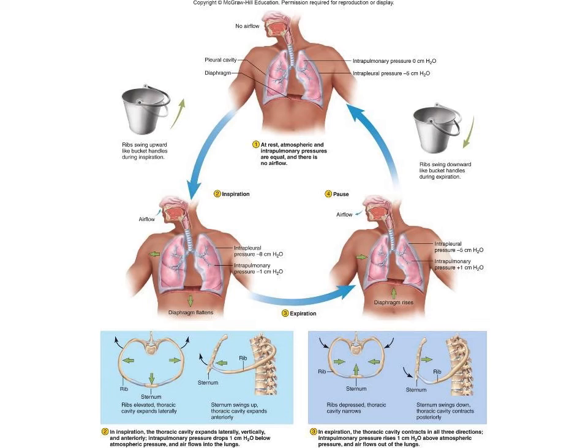Now let's begin our cycle. We're going to take a breath in. Now, while we are breathing in, remember our containers are getting bigger, meaning our intrapleural pressure decreases from -5 centimeters of water to -8 centimeters of water. So we're going to have a decrease in our intrapleural pressure.